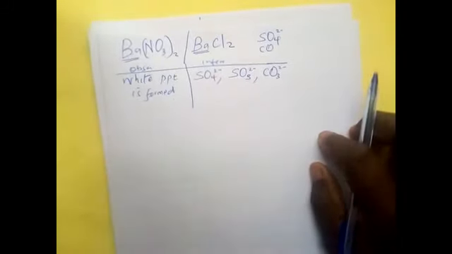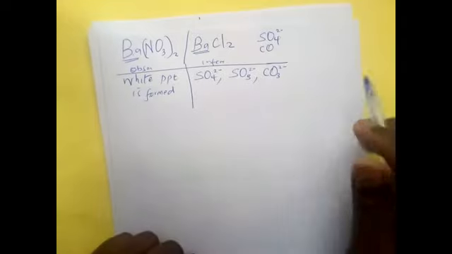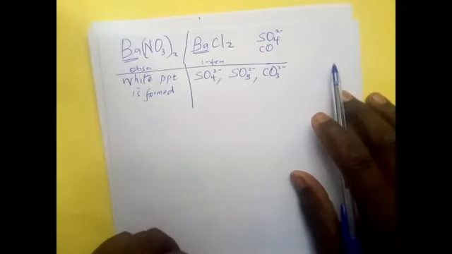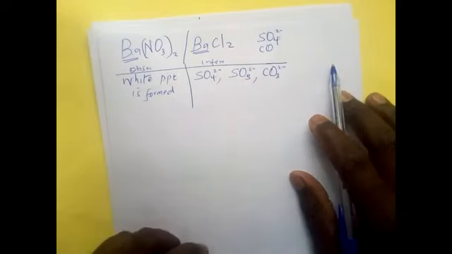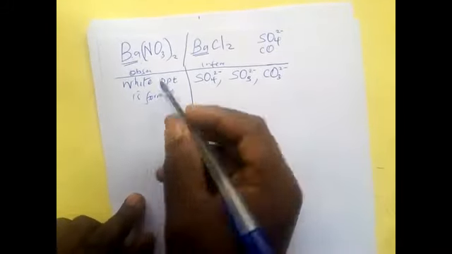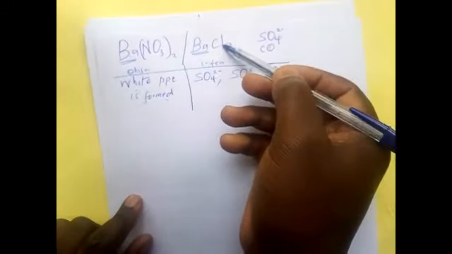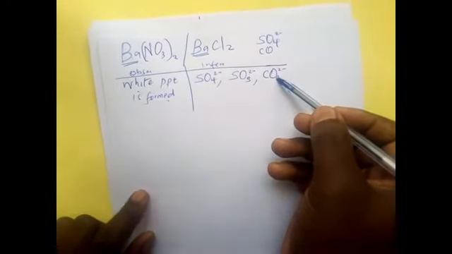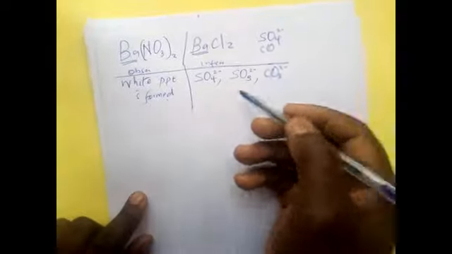Remember, all carbonates are insoluble except those of potassium, sodium and ammonium. So the rest are white precipitates. All sulfates are soluble except barium sulfate, calcium sulfate, and lead sulfate. So that is the knowledge that is used here. So if a white precipitate is formed when you are adding barium nitrate or barium chloride, we are interested in these 3 anions.